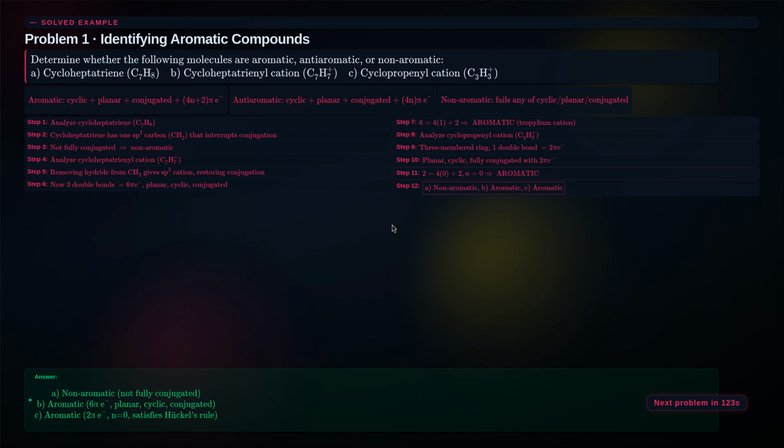Cycloheptatriene has one sp3 carbon, a CH2 group that interrupts conjugation. It is not fully conjugated, therefore it is non-aromatic.